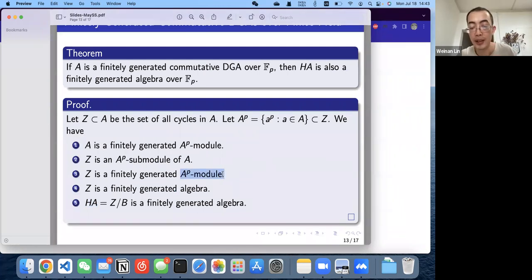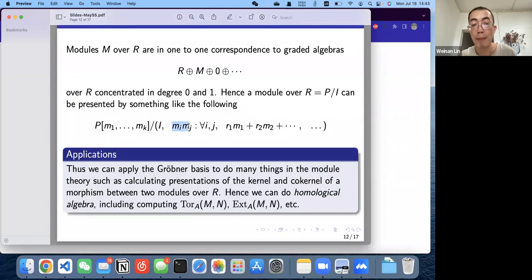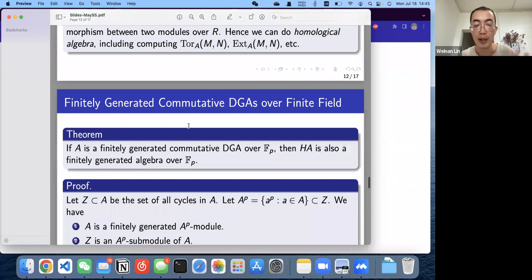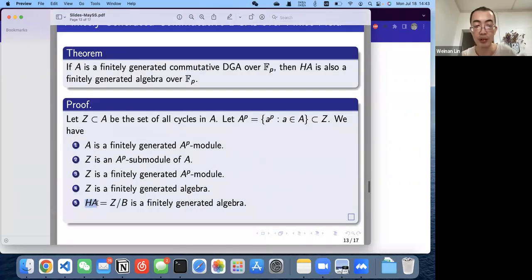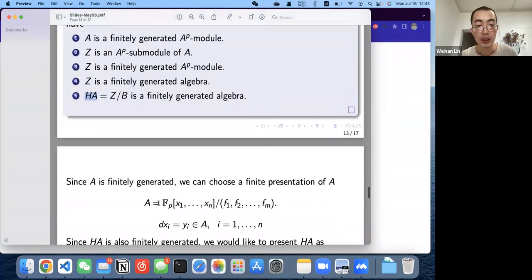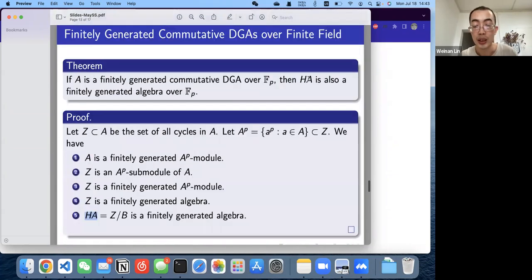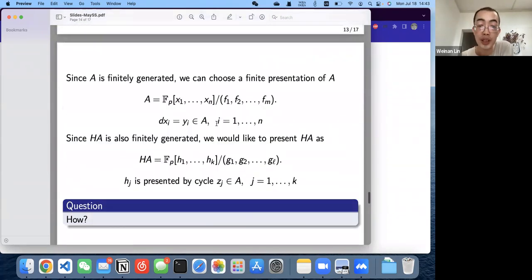Therefore you can obtain a basis for the homology. And you also have an upper bound for the relations. You just have to solve the extensions one by one, and then you are done. Then you know that you get the complete presentation for the homology, and there's no further information to be added. Okay, so that's an algorithm for computing the homology of a finitely generated DGA. And this is very useful. Let me give you an example.